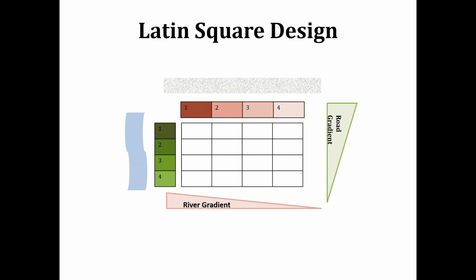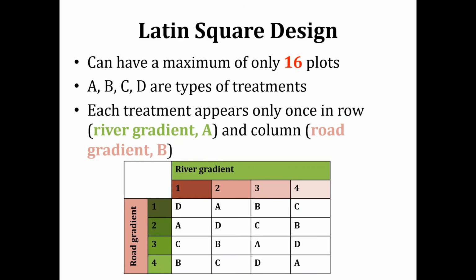So here we are going to make 4 blocks for the river gradient and 4 blocks for the road gradient. This is how we are going to have a square design, and hence the name of this design is the Latin square design, because in this case an equal number of blocks are made for both of the gradients. In the Latin square design we can have a maximum of only 16 plots, right? It can have fewer than 16, but any number of squares. Like if we make 3 blocks, then this is going to be 3 into 3, 9. So at maximum we can have only 16 plots. This is the limitation of the Latin square design.